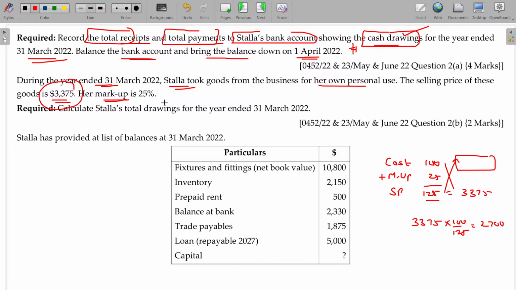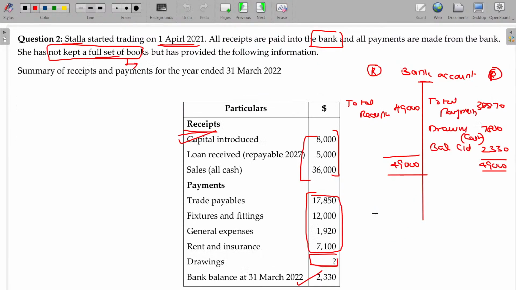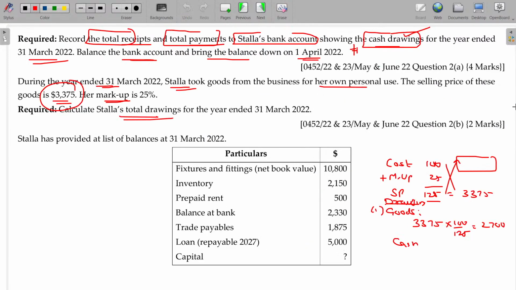Now calculate Stella's total drawings. Here this is goods drawings. Cash drawings were already calculated. These are drawings. Goods drawings, and cash drawings we calculated in the previous calculation, 7,800. Now the total drawings of the owner here being 10,500. For that you will get 2 marks. Clear?